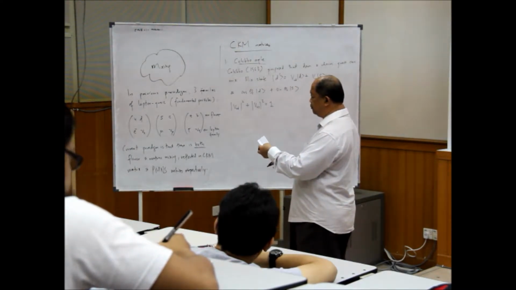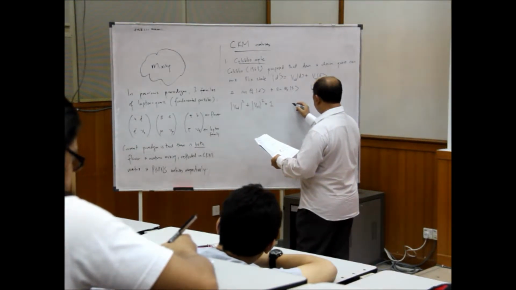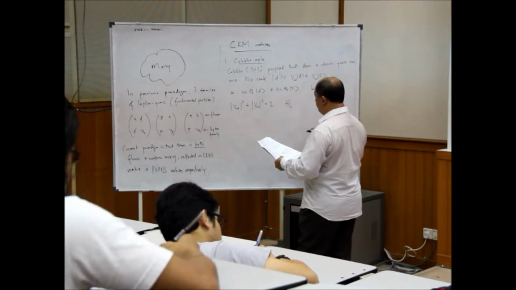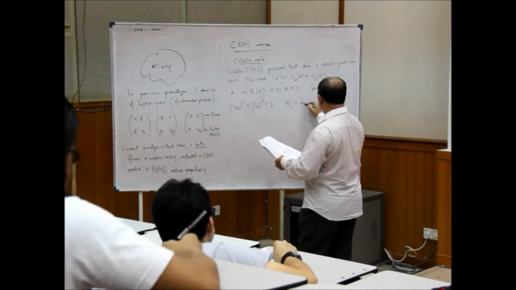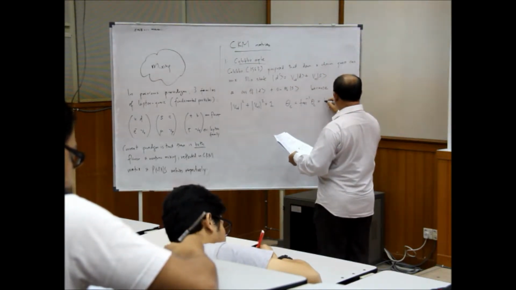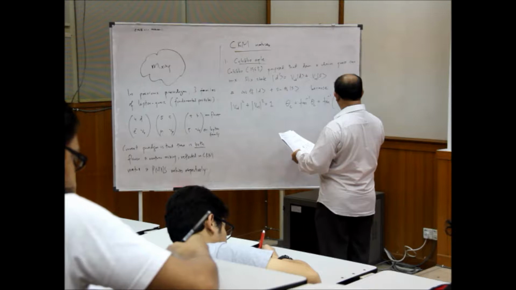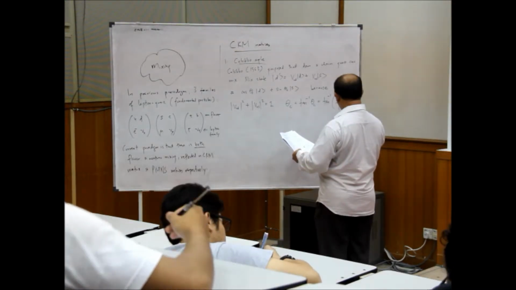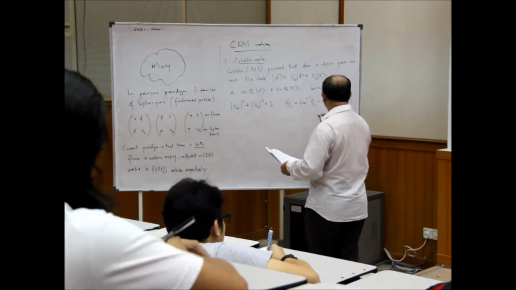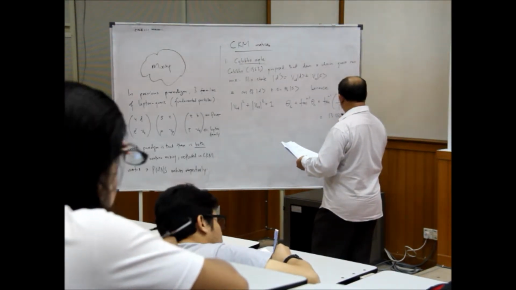And then how to get the Cabibbo angle? Very straightforward. You know that theta C, which is the Cabibbo angle, is just the inverse tangent of VUS divided by VUD. And experimentally it was found to be about 13.02 degrees.